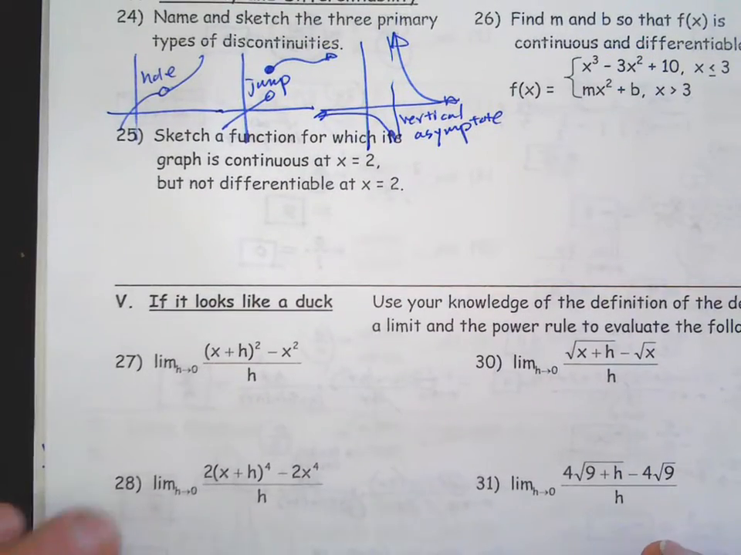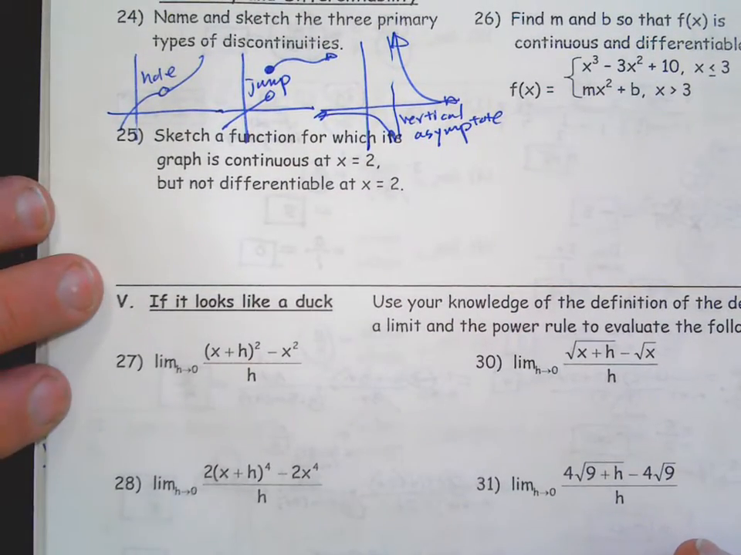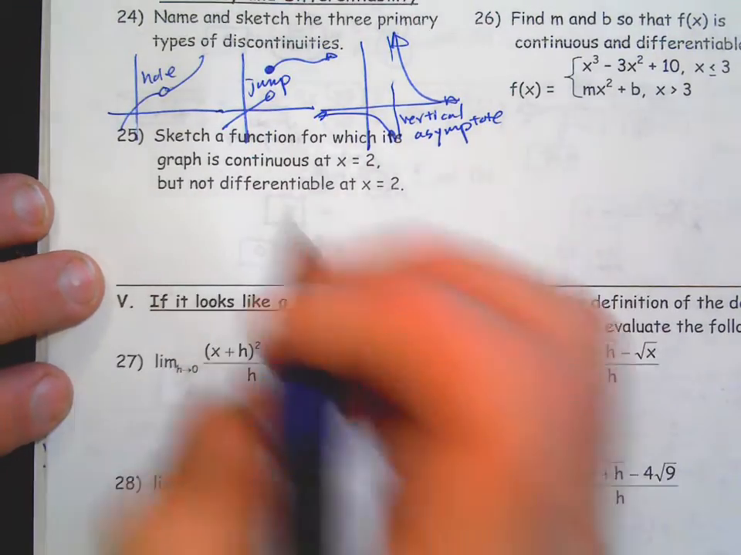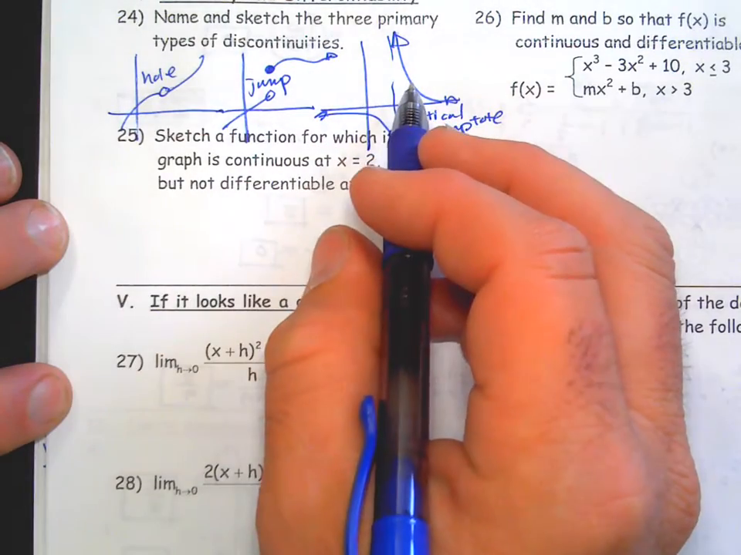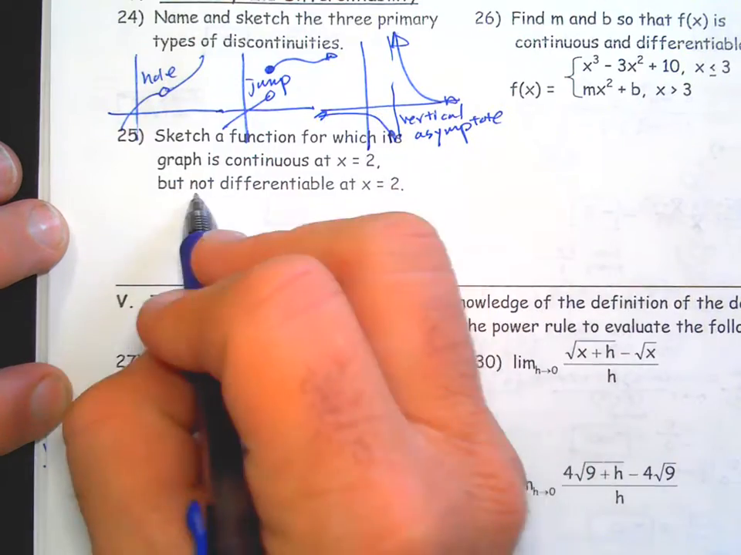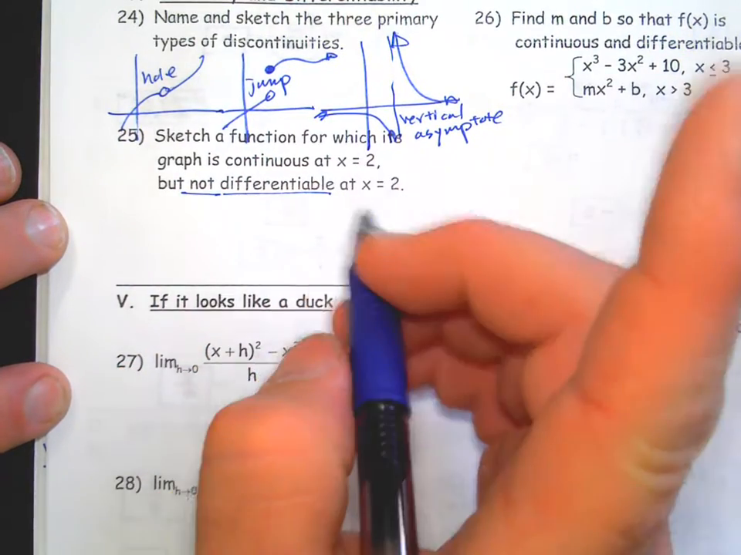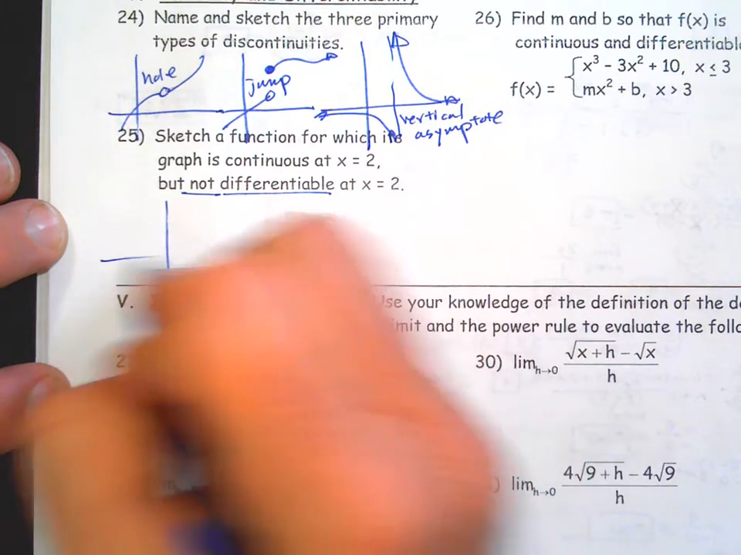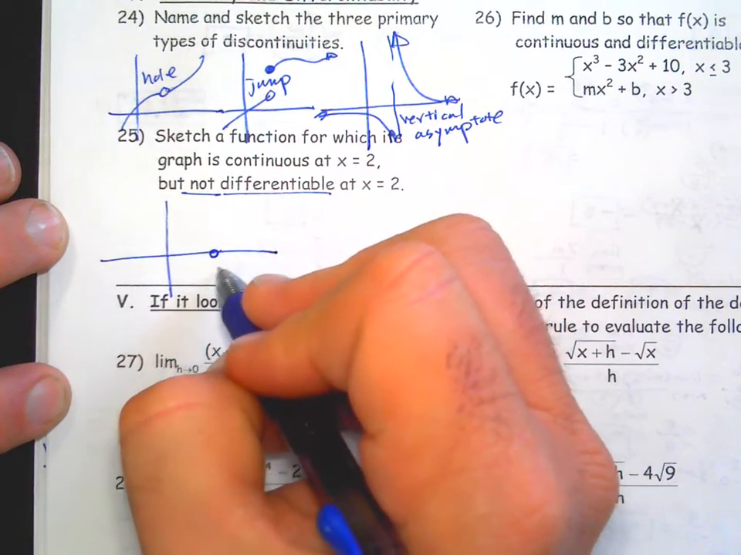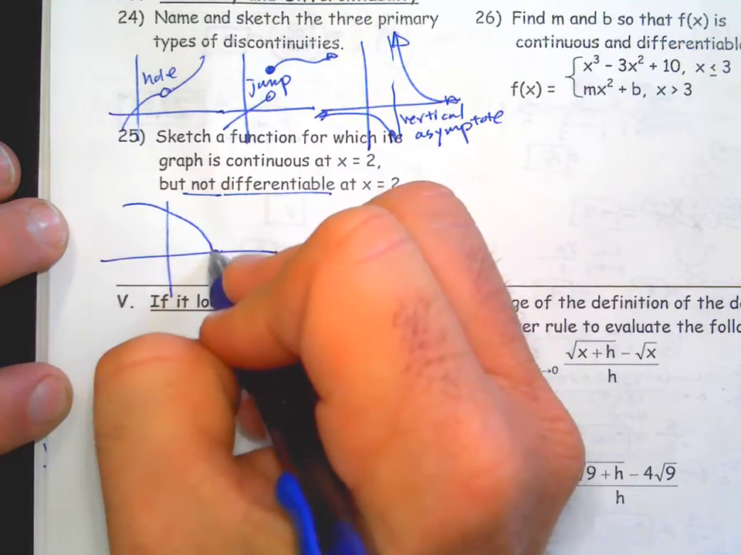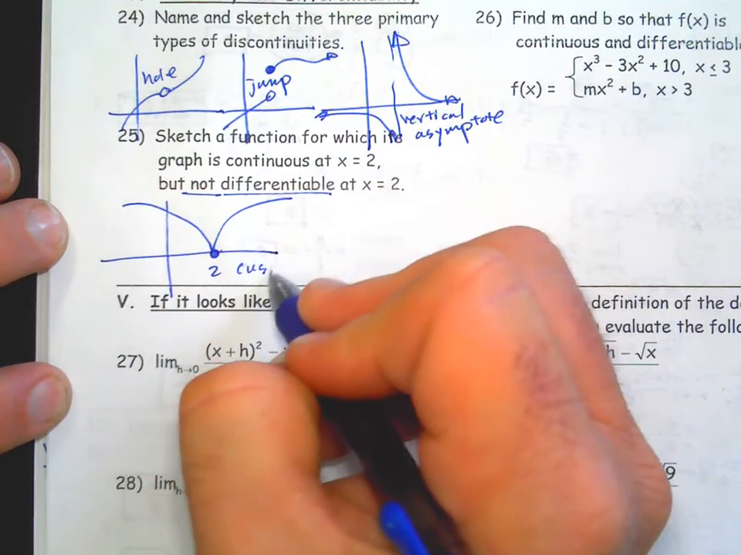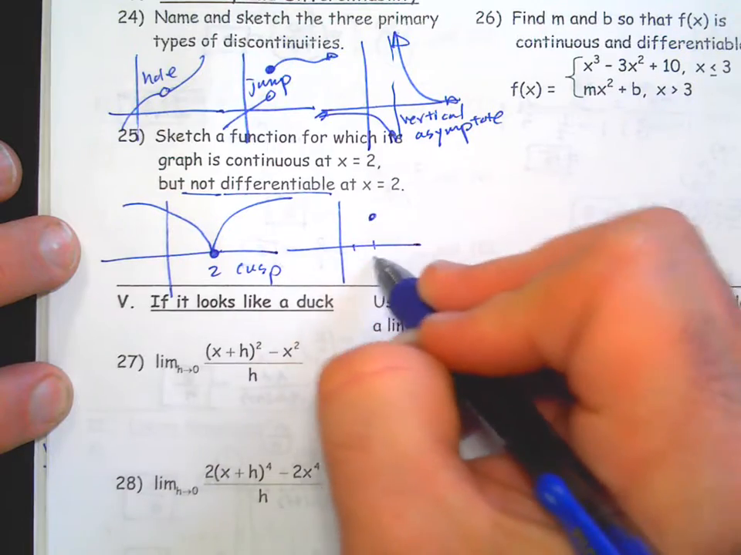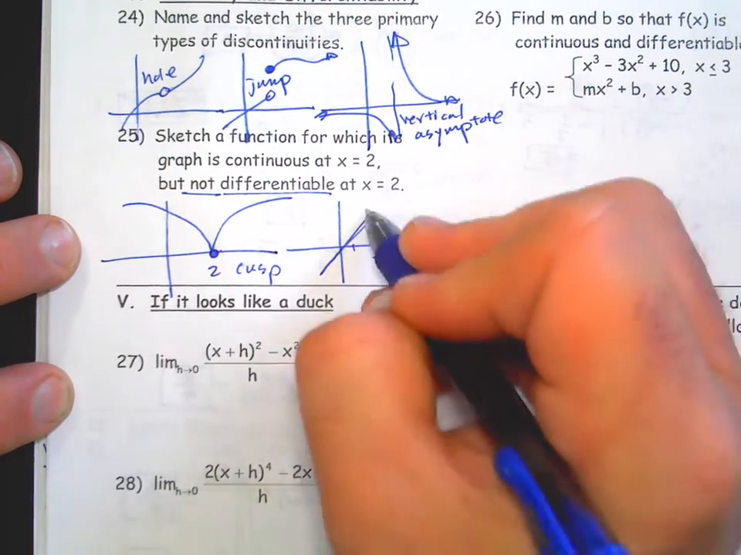25, sketch a function for which its graph is continuous but not differentiable. Continuous, so these are all discontinuous, but we want it to be continuous but not differentiable, which means the slope doesn't exist, which means it's got to be some kind of sharp change. So like a cusp, right? Or, you know, a corner, right?